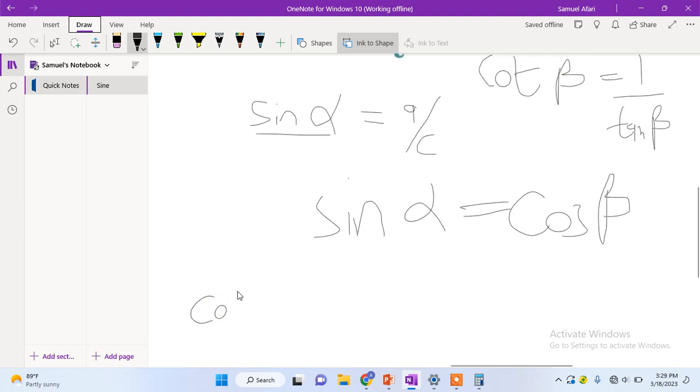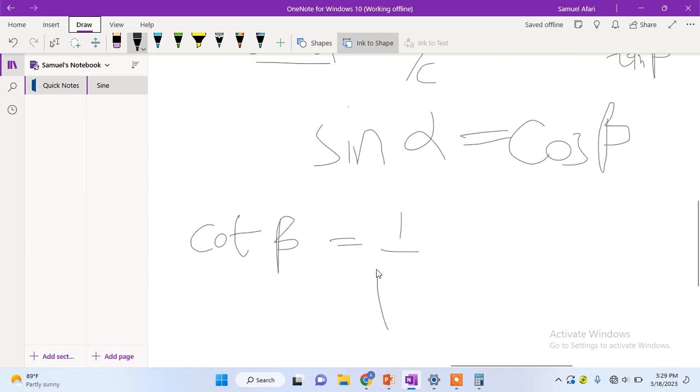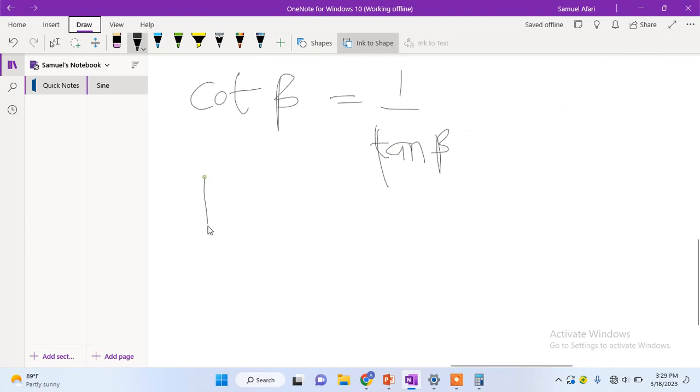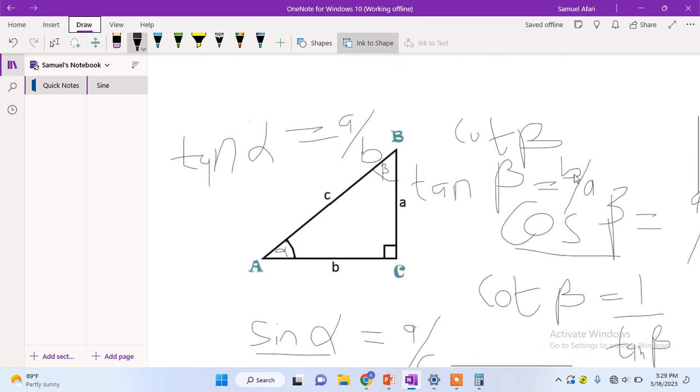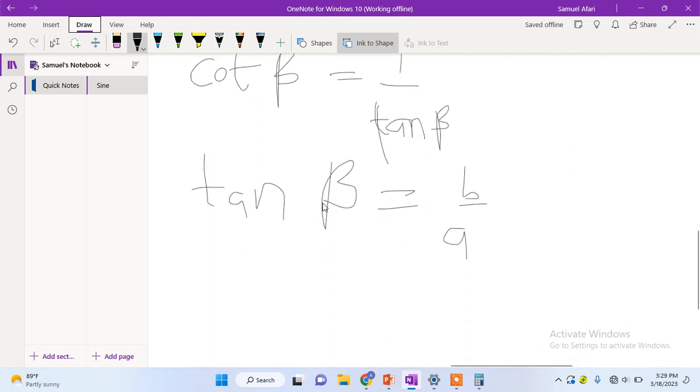So cot beta is equal to 1 over tan beta, and then we had tan beta as B over A. Let's cross check so that you are able to follow. So that's B over A. Now it was supposed to be 1 over tan beta, not just tan beta. So we come and substitute.